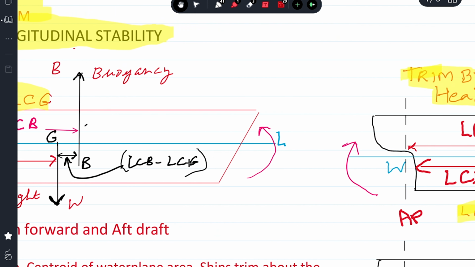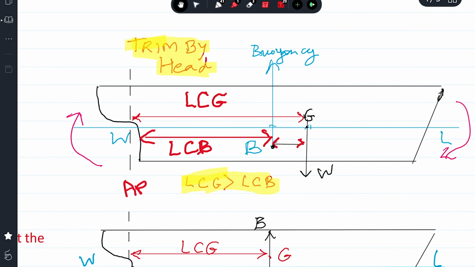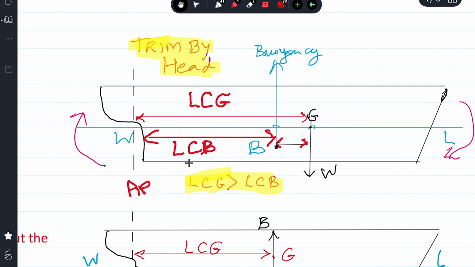Now in another scenario, due to fore and aft weight distribution, if the ship's center of gravity shifts forward, you can see the LCG is now greater than LCB. Okay, you can see LCG is greater than LCB. Trimming lever is again BG. This is the trimming lever between them.